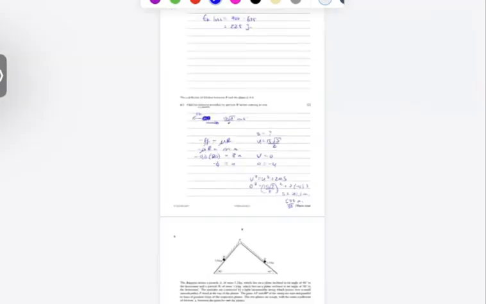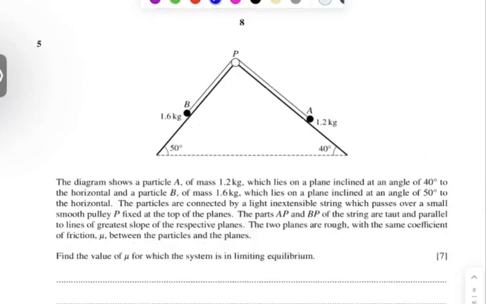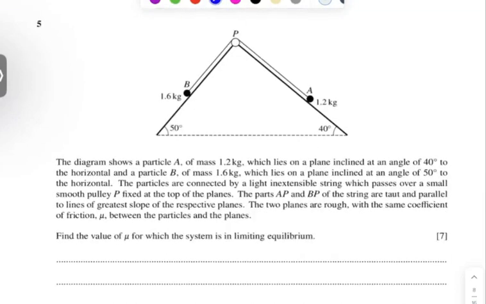And let's jump to the next question. So here we've got two particles, A and B, and they're connected. So immediately what I'm thinking is this is a connected particle question. We either need to split up the particles and work with forces, or we're going to be looking at energy. So let's just read the question. I also want to know which planes are smooth and which ones are rough.